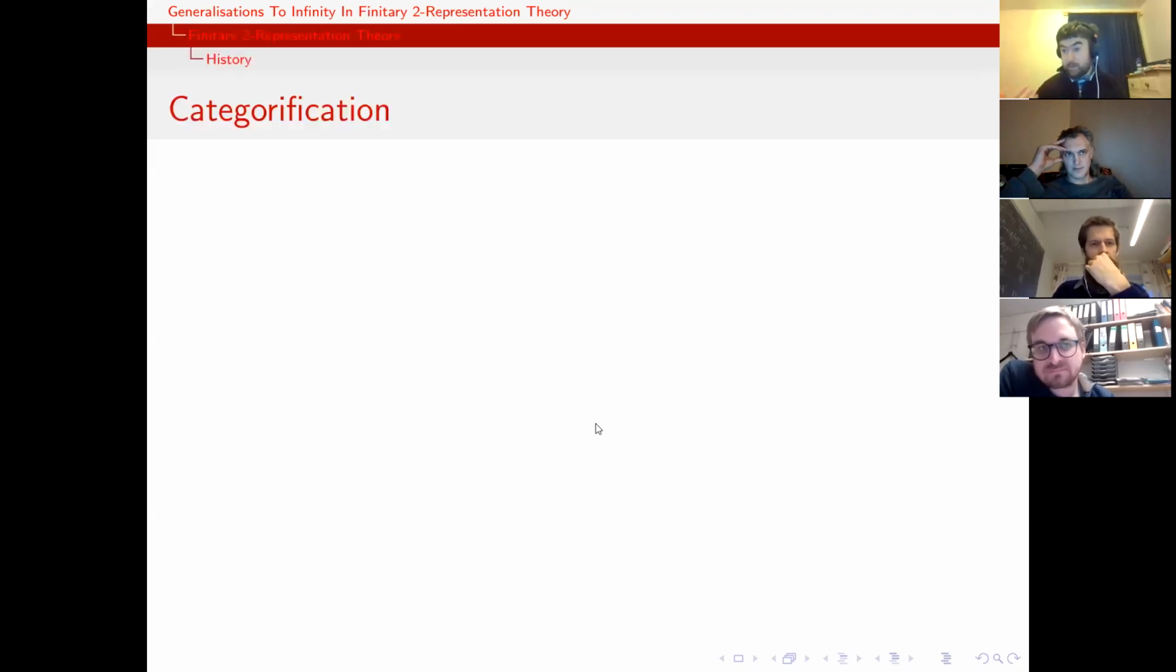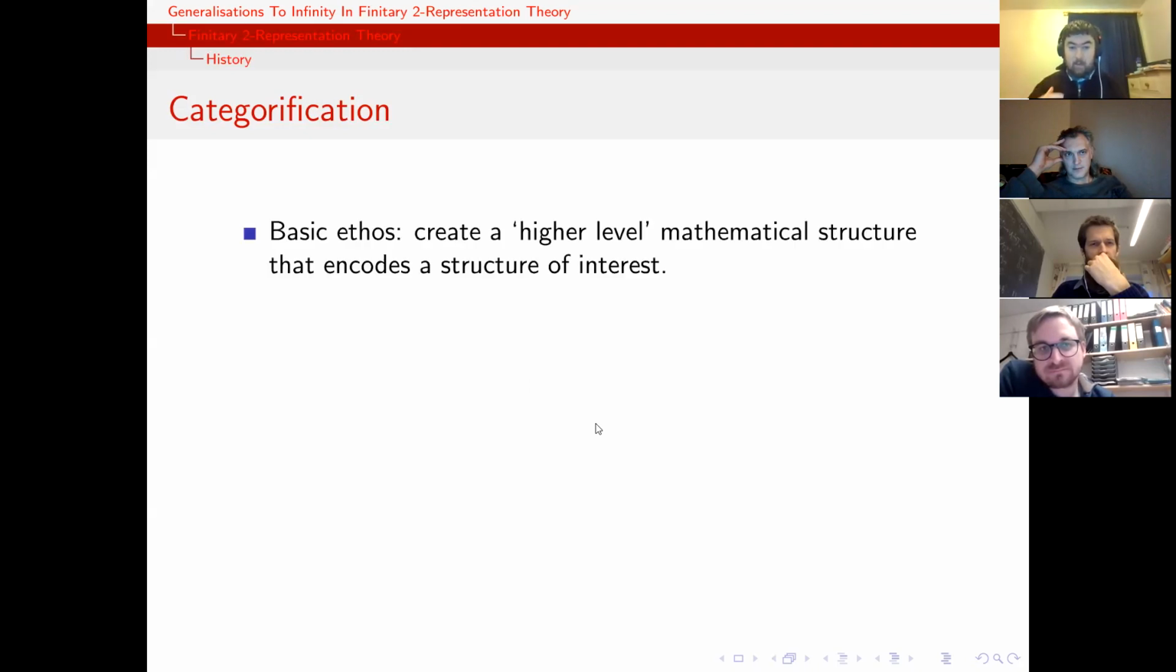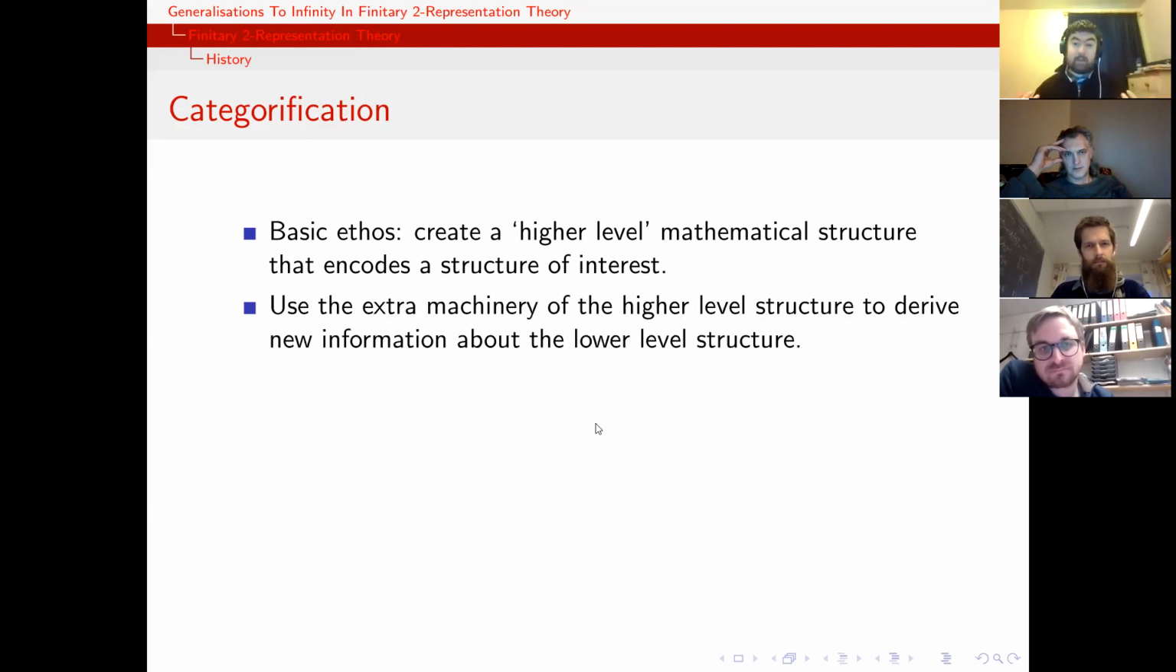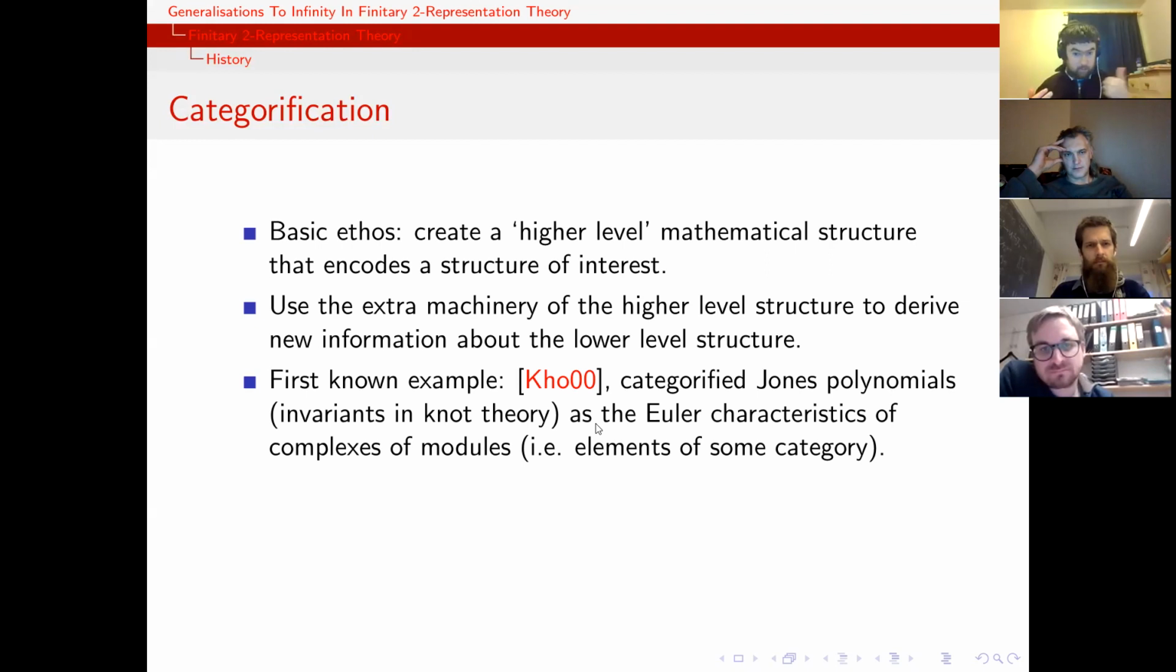So specifically, I will start by talking about categorification, where the basic ethos here is if you have some mathematical structure you're interested in, then you create some higher level mathematical structure that encodes that lower level structure. And then generally, higher level structures have extra machinery. So you can use this to derive new information about the lower level structure. The first known example was Khovanov, who categorified these things called Jones polynomials from knot theory as Euler characteristics of complexes of modules, which you can view as elements of some category.